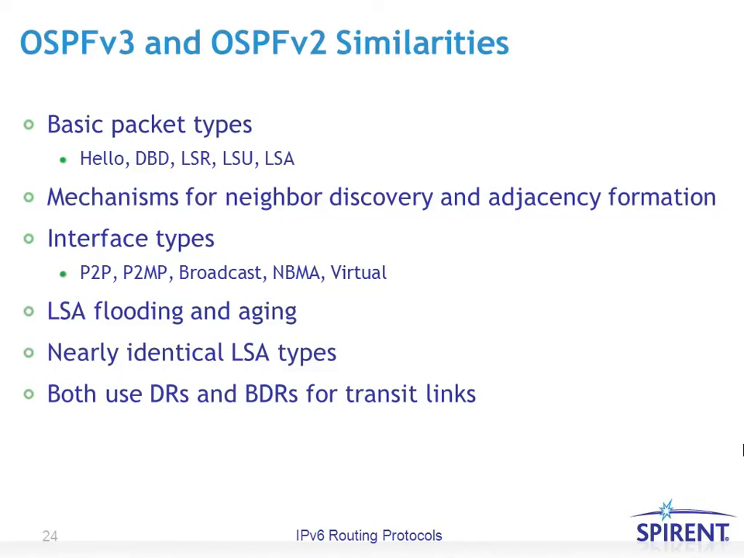Similarities between OSPF version 3 and OSPF version 2 are depicted here. Basic packet types are the same: hello, database description packets, link state requests, link state updates, link state advertisement packets. Those 5 are very similar. Mechanisms for neighbor discovery and adjacency formation are the same. Interface types, point-to-point, point-to-multipoint, broadcast, non-broadcast multiple access, and virtual links are similarly implemented with OSPF version 3 and OSPF version 2. The LSA flooding and aging techniques are the same. Nearly identical LSA types, and both use designated routers and backup designated routers for transit or broadcast links.